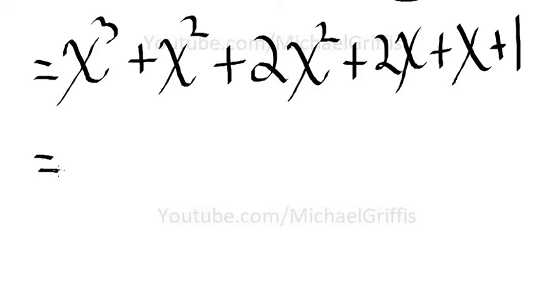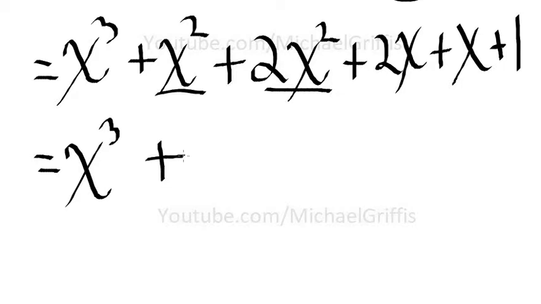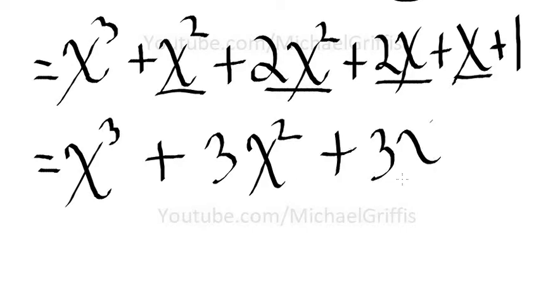Now what we want to do is collect up our like terms. Well, there isn't anything that's like x raised to the third power. We have x squared, 2x squared. They're like terms, add their coefficients. Makes that 3x squared. 2x plus x is going to be 3x. And then we only have one constant term, and that is the 1.